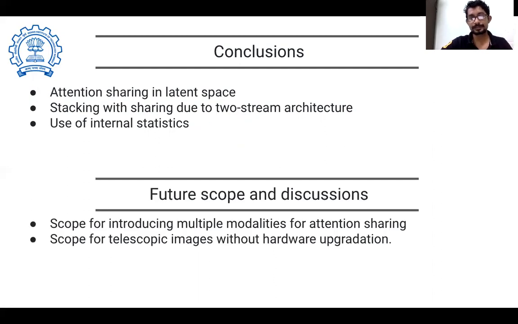For future scope and discussions, we can see that there is a huge scope where we can introduce multiple modalities for attention sharing. For example, we can introduce hyperspectral images for better color reproduction, as well as we can introduce panchromatic images for better and sharper images. Also, the goal we can try to achieve is we can improve and enhance conventional telescopic images without the need of hardware upgradation. So this would ensure that we get to improve the image quality even though we are not being physically present to improve the hardware.